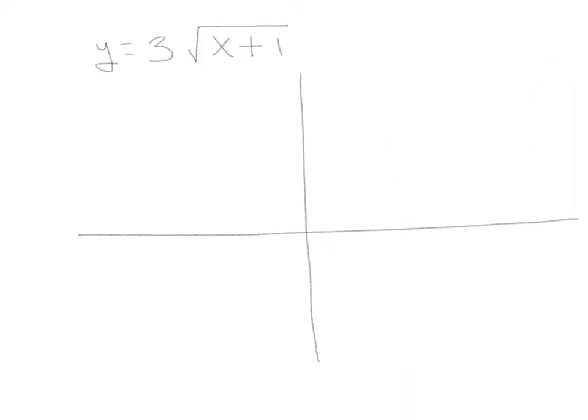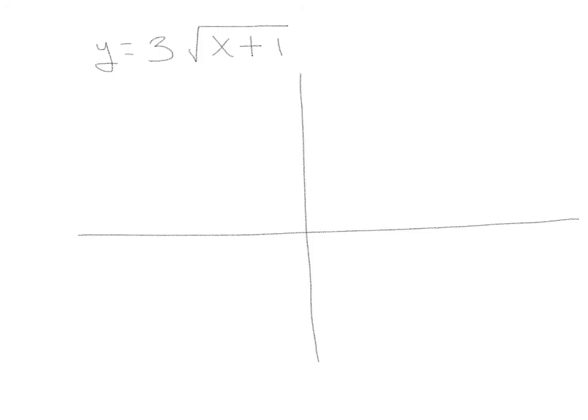Okay, let's look at another equation. As we take a look at this one, we can see that the x plus 1 underneath the radical tells us to go opposite direction. So that means that we need to move left 1 unit. The 3 out in front is going to apply a stretch. If it's bigger than 1, it's a stretch. If it's smaller than 1, it's a shrink. So this time, it has to be 3 times as tall.